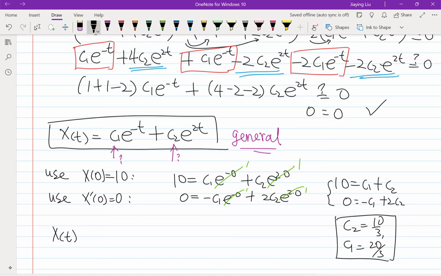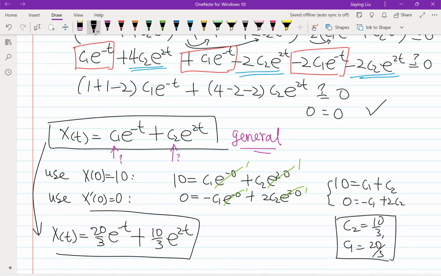We know what the solution is, satisfying the initial condition. So we get x of t, just rewriting this, is equal to C1, which is 20 over 3, e to the minus t, plus C2, 10 over 3, e to the 2t. This is the specific solution. I'm not sure, I think they might call it particular solution, but I don't remember.